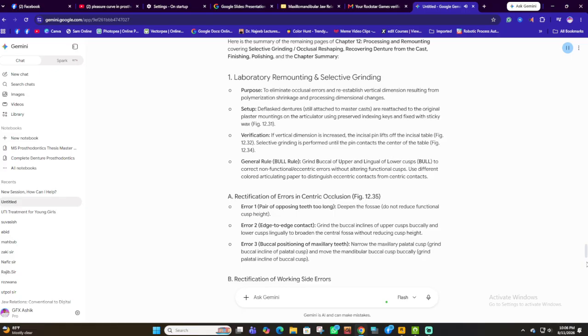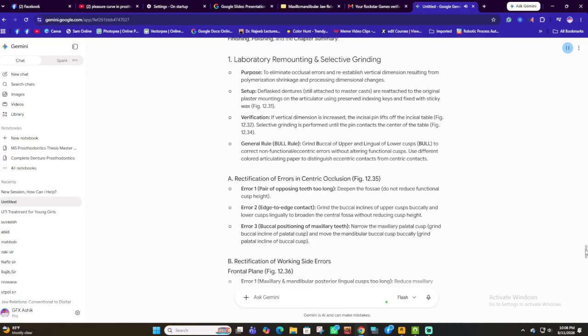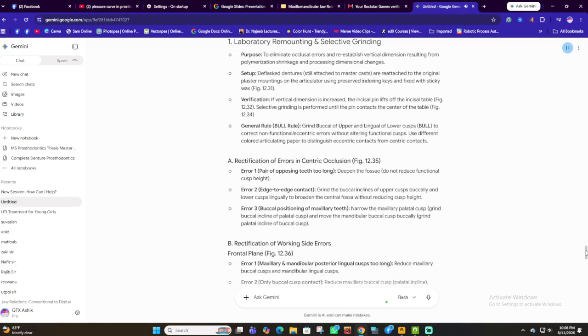Error 2. Edge-to-edge contact, grind the buccal inclines of upper cusps buccally and lower cusps lingually to broaden the central fossa without reducing cusp height. Error 3. Buccal positioning of maxillary teeth, narrow the maxillary palatal cusp, grind buccal incline of palatal cusp, and move the mandibular buccal cusp buccally, grind palatal incline of buccal cusp.